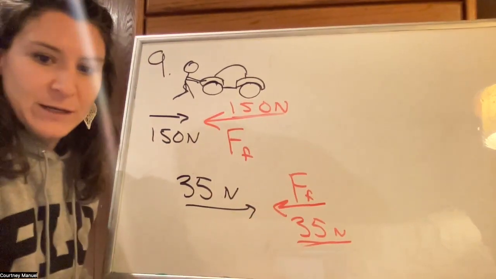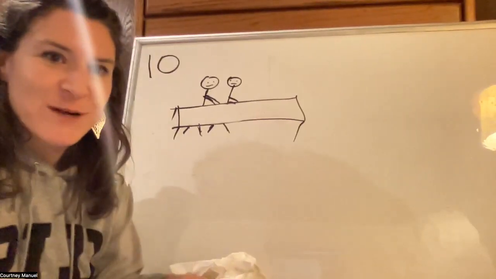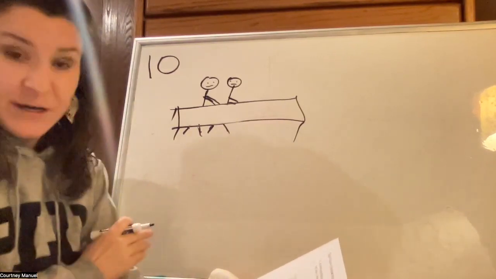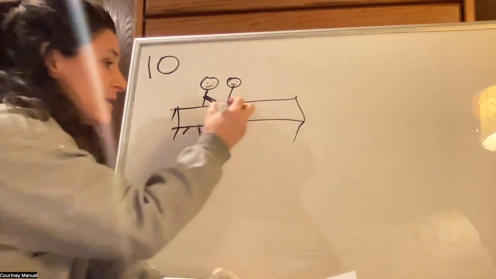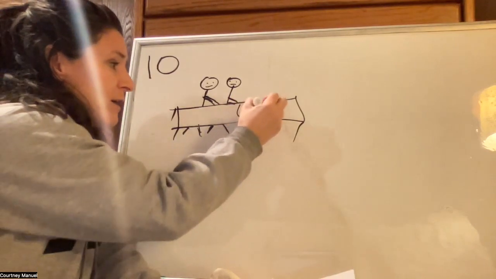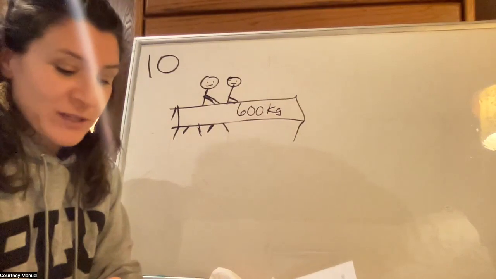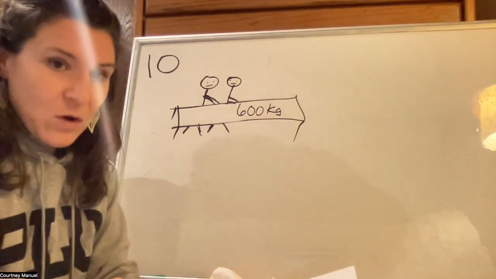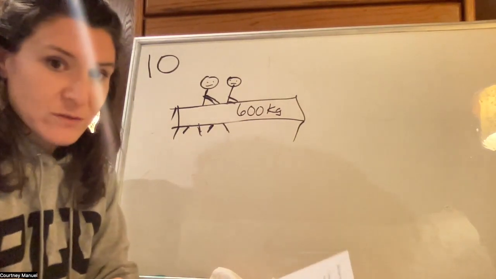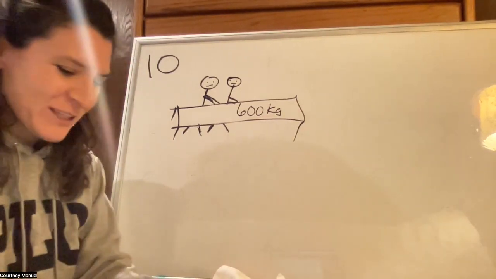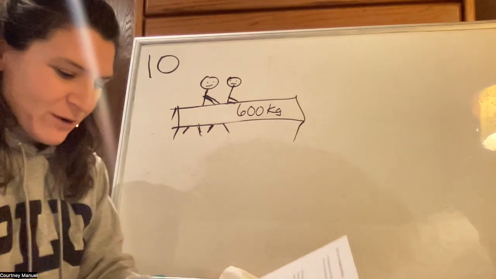All right, I hope we're tracking here. Next one, number 10. We have 2 students and they're helping to move a very, very heavy science table. This science table is 600 kilograms. That's really heavy. That's like over 1,200 pounds. So it's not real. So we have a 600 kilogram science table and they're moving it around the classroom.